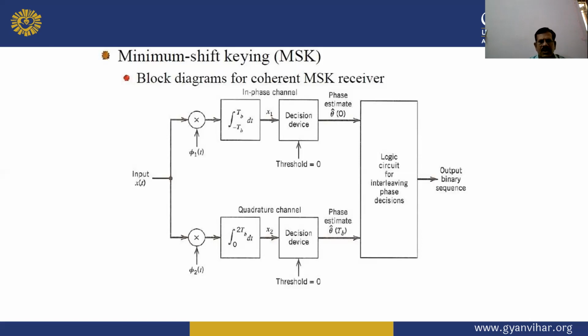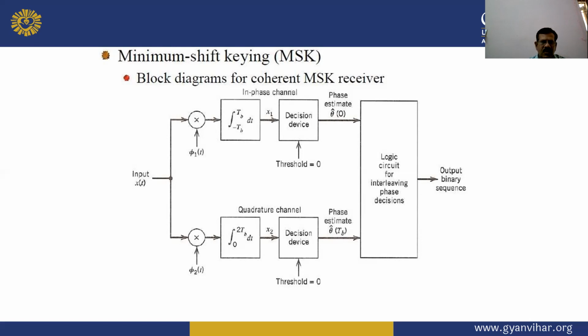Now, the block diagram for the coherent MSK receiver. In this block diagram, there are two multipliers and two integrator networks, two decision device networks, and one logic circuit for interleaving phase decision.